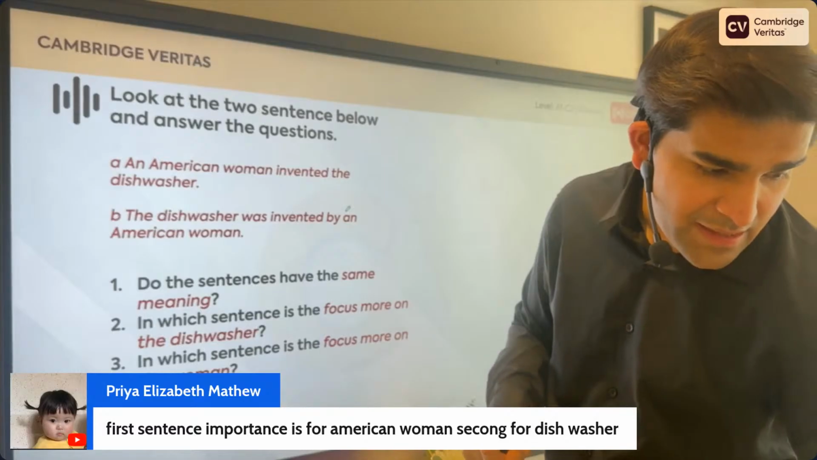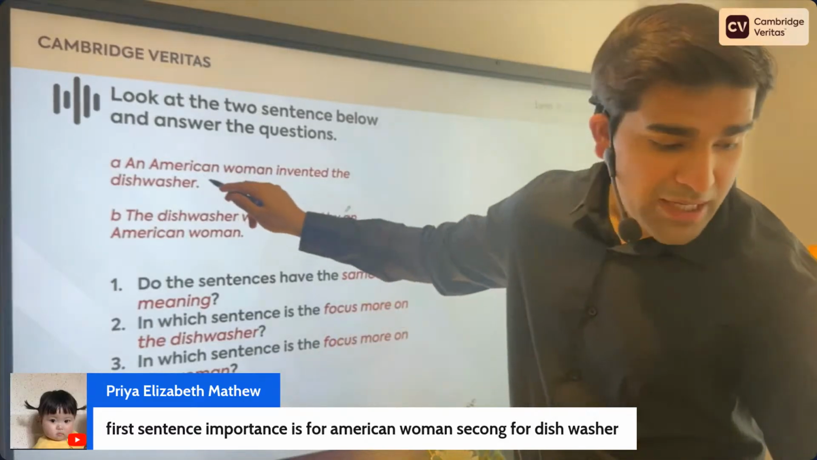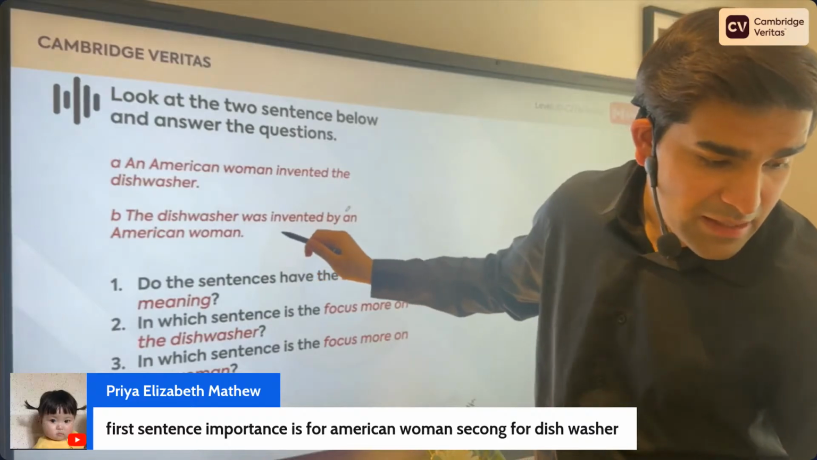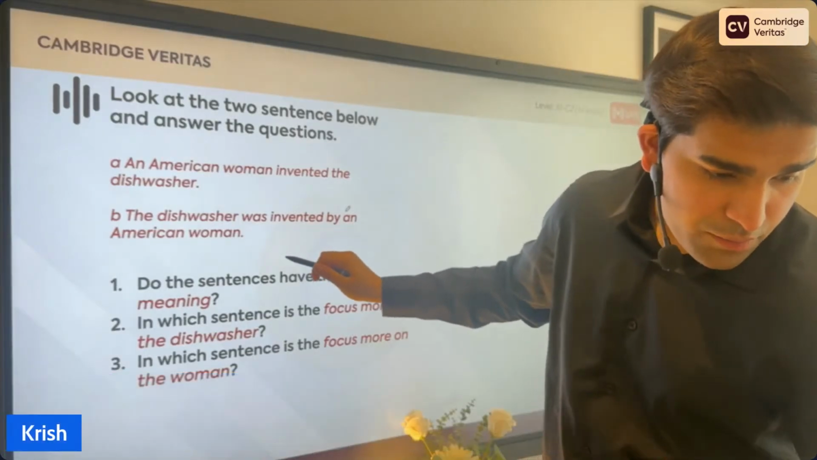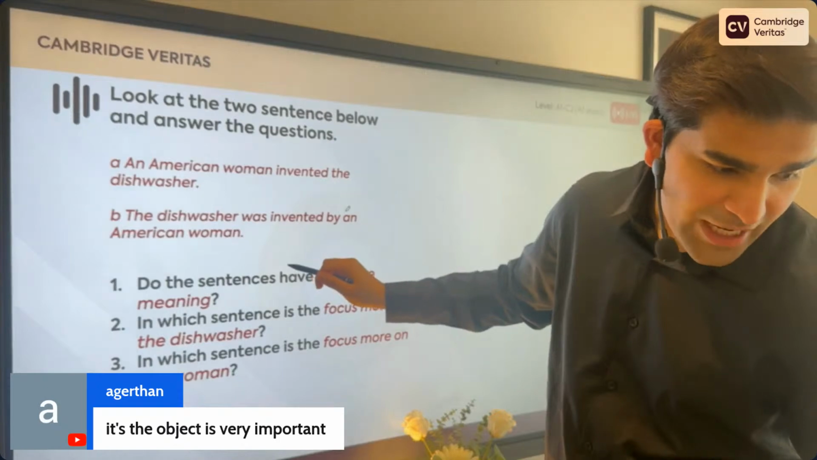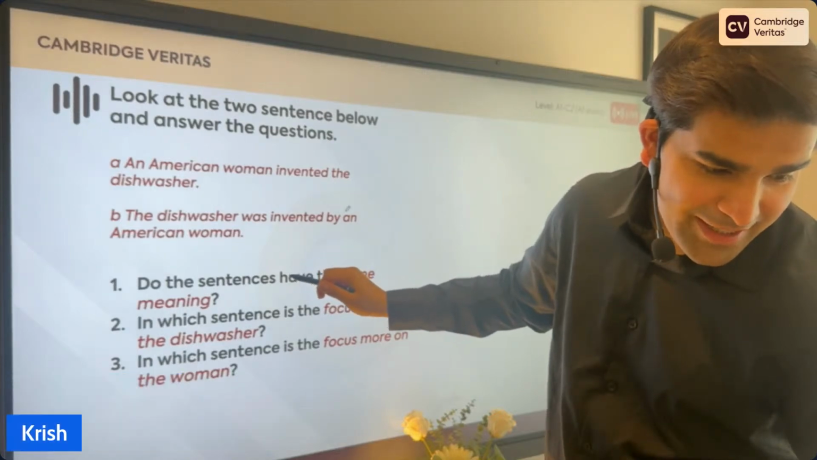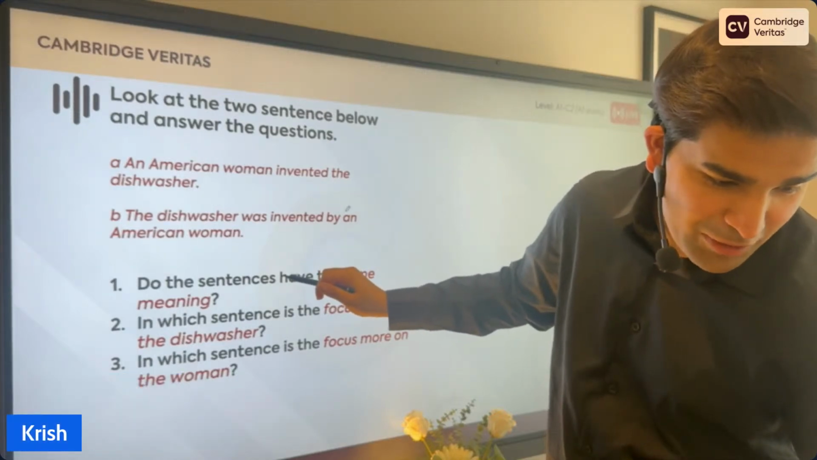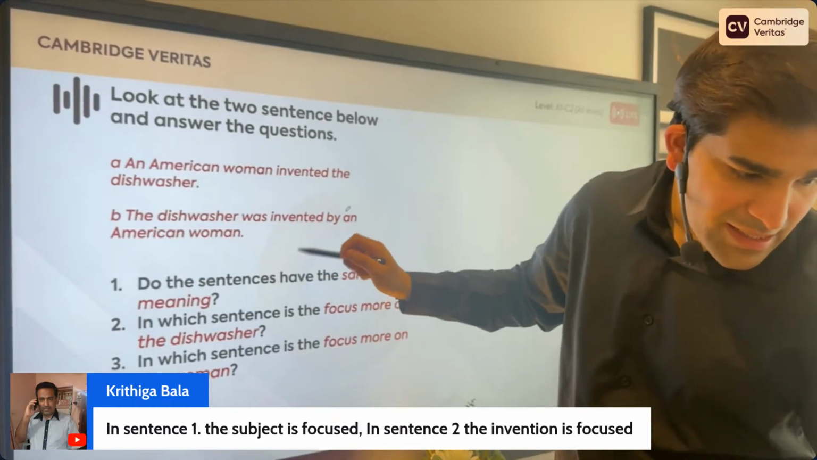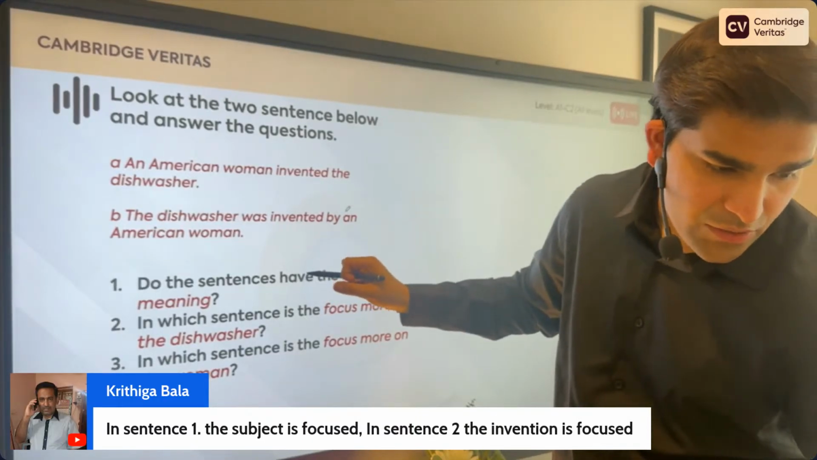Priya says first sentence importance is on. Okay, Priya says in the first sentence the focus is on the American woman. In the second sentence it's on the dishwasher. Good, Priya, lovely. Agarthan says the object is very important. Okay, Agarthan, a little more simple for us. Kritika says in sentence 1 the subject is focused. In sentence 2 the invention is focused.